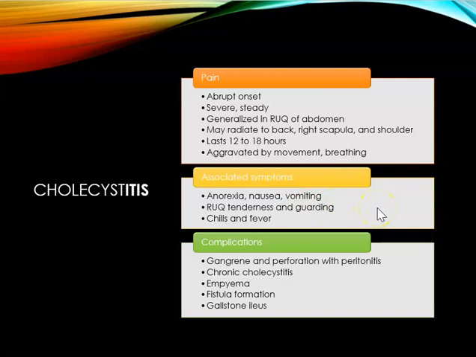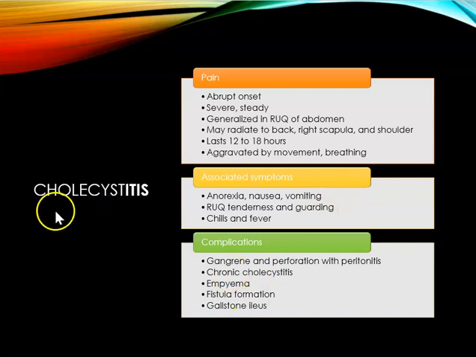Other associated symptoms are going to be anorexia. These patients are not going to want to eat because they just don't feel good. Nausea and vomiting. And then they're going to have right upper quadrant tenderness with guarding. And then they're going to be progressing to having chills and fever. You might also see some alterations in their labs, like an increase in their WBC count.